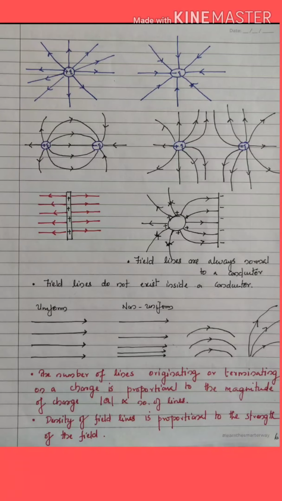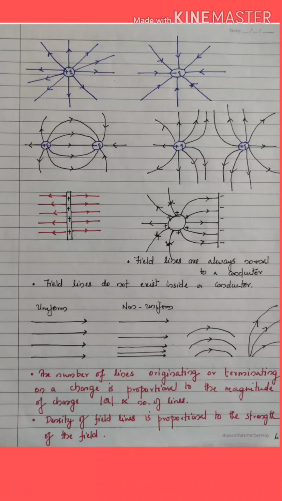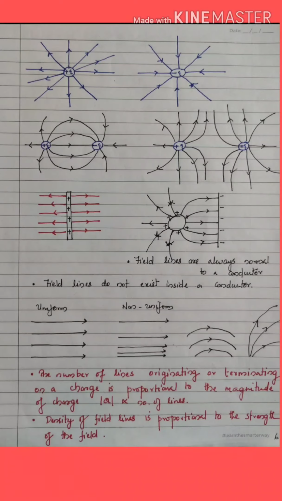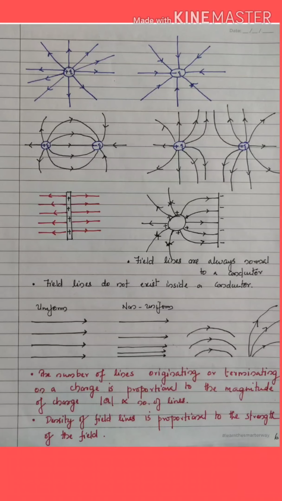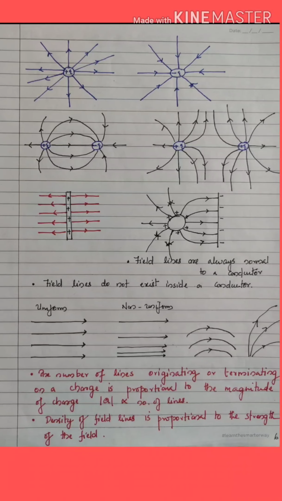And keep in mind the number of lines originating or terminating on a charge is proportional to the magnitude of the charge. So Q is proportional to the number of lines of force. The density of field lines is proportional to the strength of the field. It is a very important concept. Here we can say the strength is greater compared to the other point. It is a very important concept.